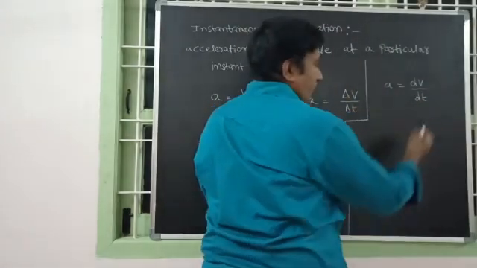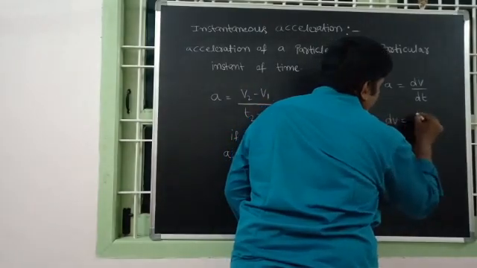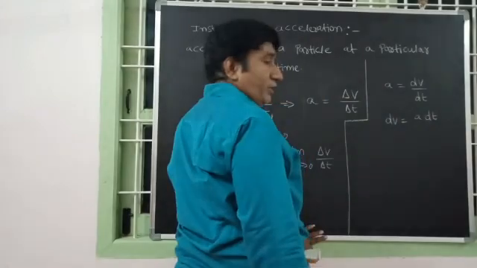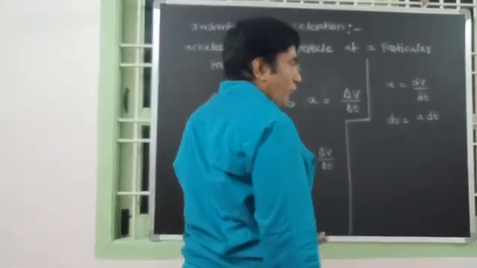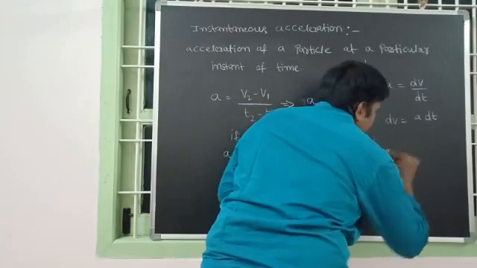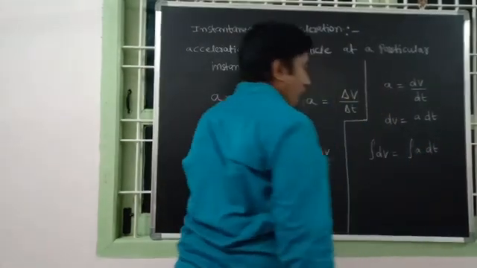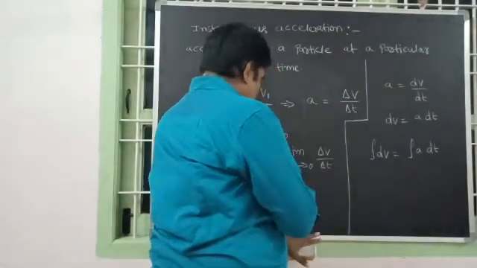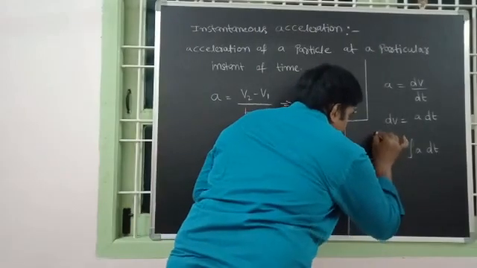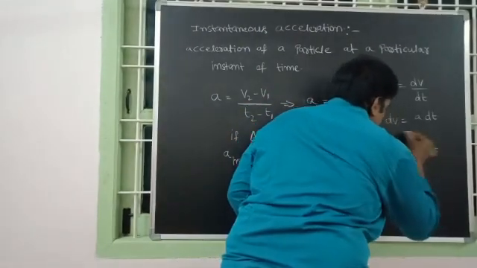With the help of this, taking dt to the other side, I can write dv is equal to a into dt. In terms of integration, if you have to find it overall, the integration of dv is equal to the integration of a into dt. The velocity changes from v1 to v2, and the time period is from t1 to t2.